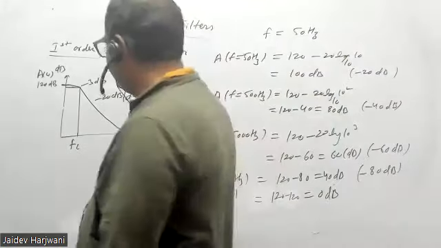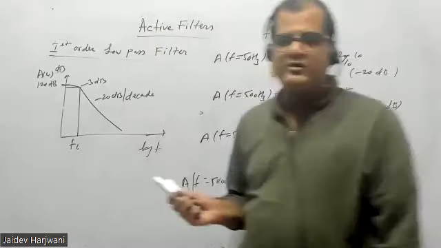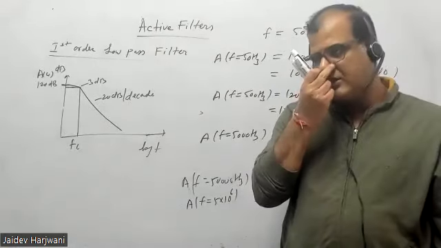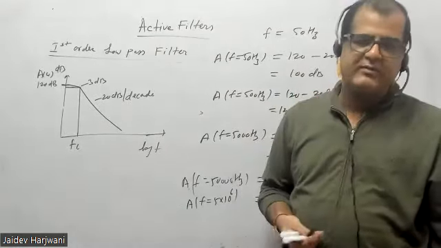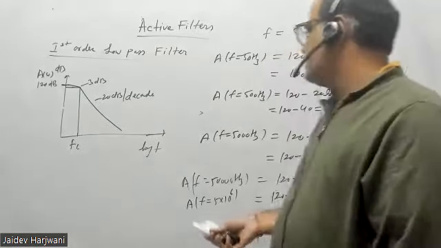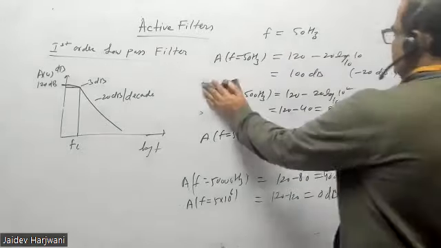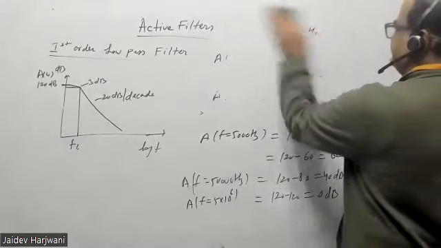Now gain is a function of frequency. Similarly, your phase is also changing. Gain and phase both, because a complex number has a magnitude as well as a phase. Phase is also varying. Okay, so let us see the phase now.